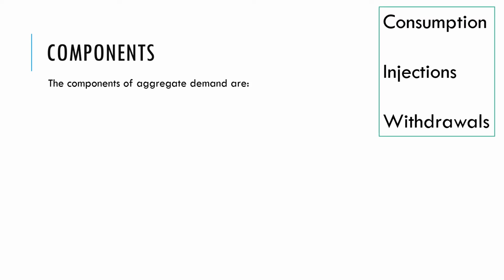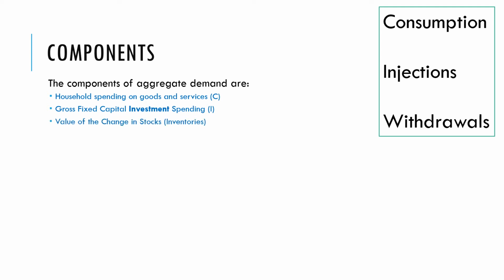So the components of aggregate demand are, first of all, household spending on goods and services. And we denote that as C, consumption. Secondly, we have investment. So investment in machinery and tools and factories and spending by businesses, for example, on new equipment, that would count as investment. Gross fixed capital investment is something we'll come on to in another video. Then we have the value of any money the business has put into stocks that they can then go on to sell. So that's another I.